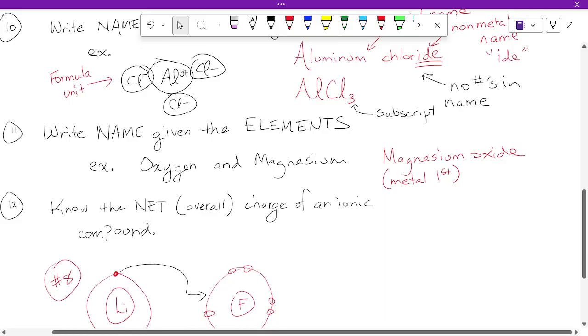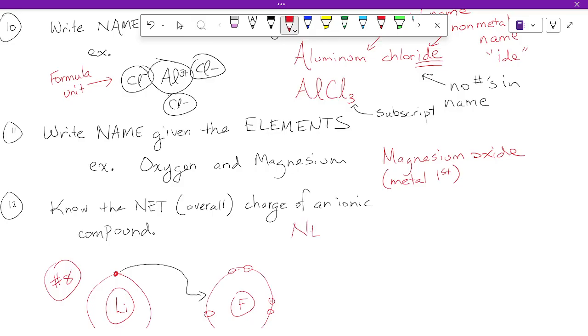What is the overall charge of an ionic compound? It is neutral. 0. And if you look at that aluminum chloride, you'll see you have a 3 plus. And then you got a -1, a -1, and a -1. That all adds up to 0. Yeah? 3 positives, 3 negatives, that all equals 0.